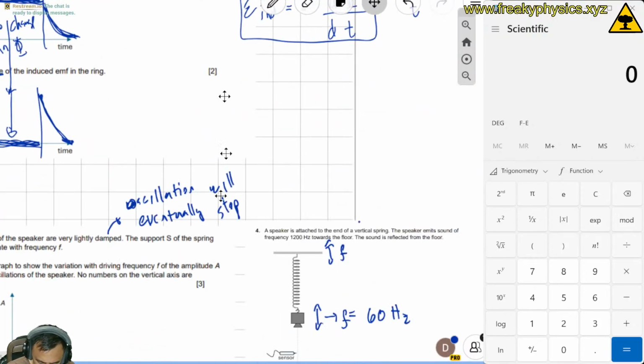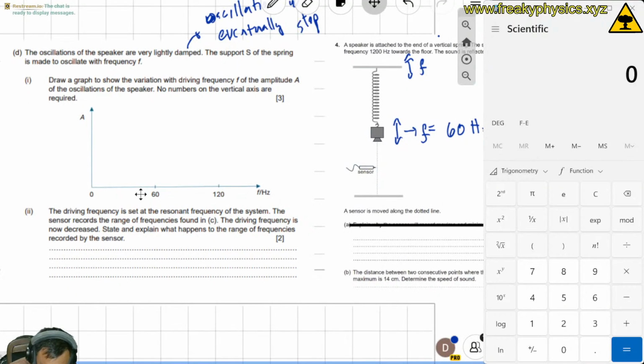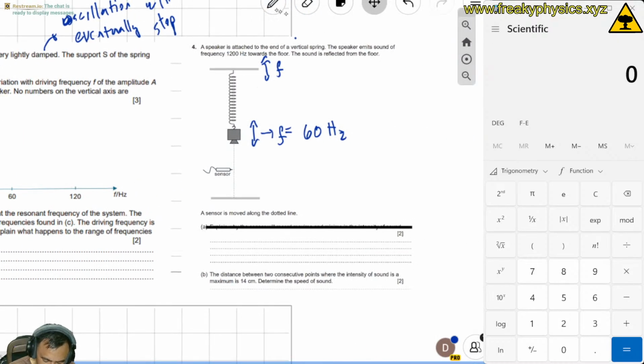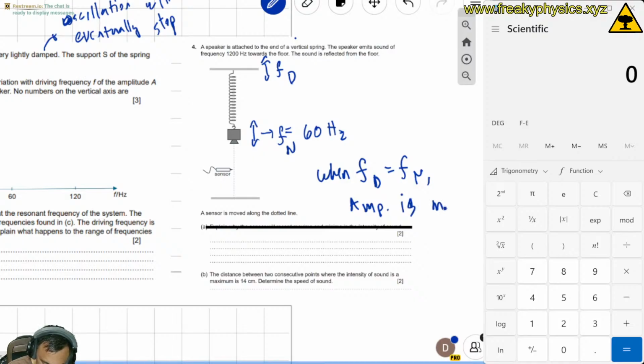So what's the key idea here now? Since you have two frequencies, that means one of them is a natural frequency and one of them is a driving frequency. So which one's the driving frequency? It's this. This is the natural frequency. Now, what do we know about driving and natural frequencies? When the driving frequency is equal to the natural frequency, the amplitude of oscillation is gonna be maximum.